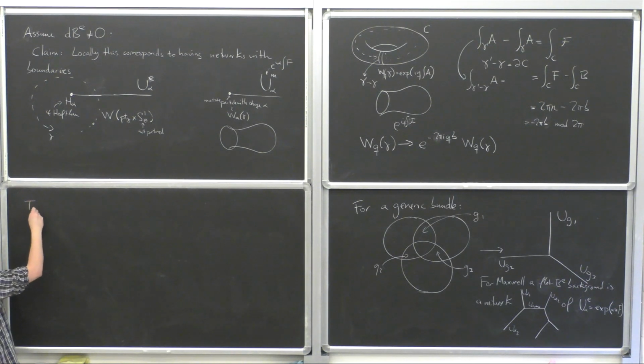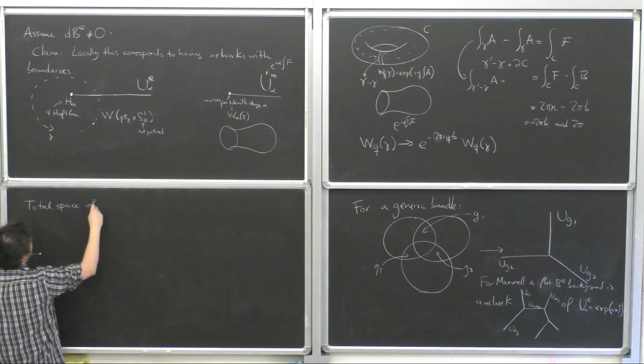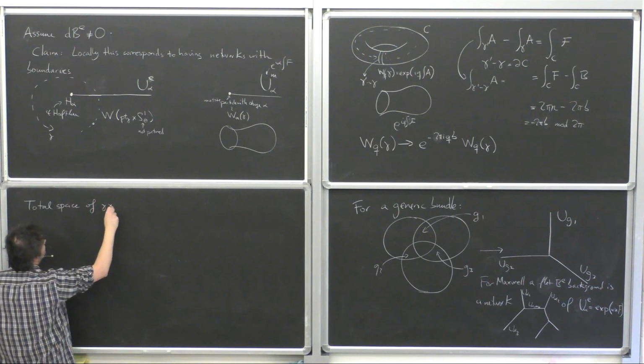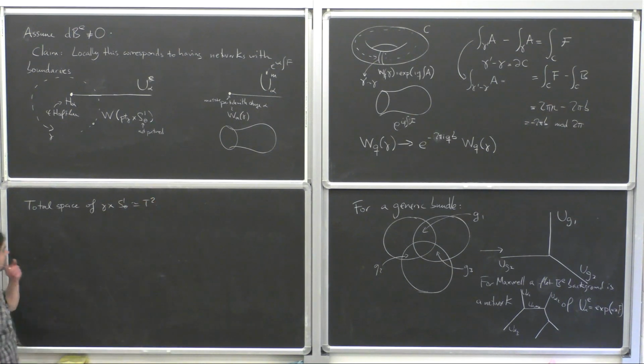So the total space of gamma times S1 theta is some torus. Okay. And let's look now at the change in the phase of the Wilson line as I drag it around this torus, as I just did back there.